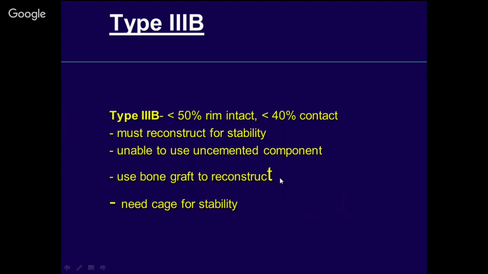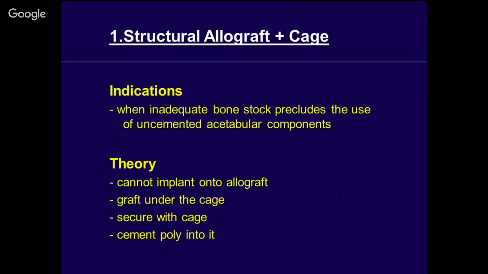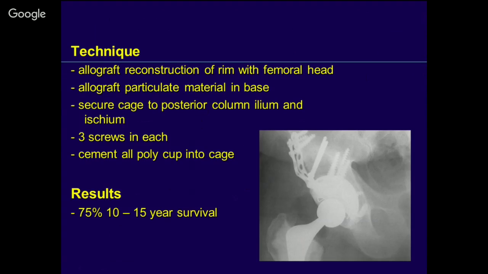So type 3B: there is less than 50% of the host bone intact. We must reconstruct for stability. We are unable to use an uncemented prosthesis; usually bone graft is used to reconstruct, and we need a cage for stability. So structural allograft with cage. When inadequate bone stock is there, this is a structural allograft. We put an antiprotrusio cage.